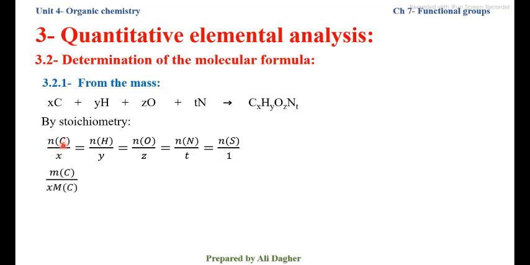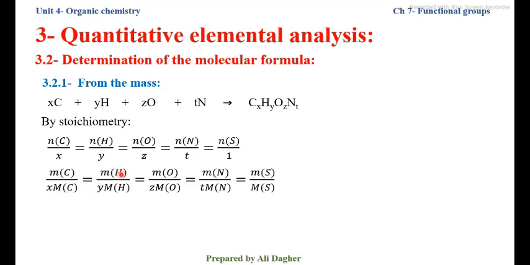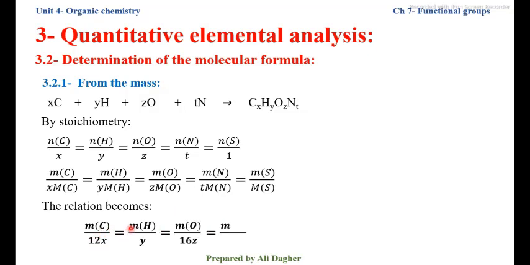We replace number of moles by mass over molar mass. Then mass of carbon over x times molar mass of carbon equals mass of hydrogen over y times molar mass of hydrogen equals mass of oxygen over z times molar mass of oxygen equals mass of nitrogen over t times molar mass of nitrogen equals number of moles of S, which is mass of S over molar mass of S. Then the relation becomes the law of proportion: mass of carbon over 12x equals mass of hydrogen over y equals mass of oxygen over 16z equals mass of nitrogen over 14t equals mass of S over molar mass of S.